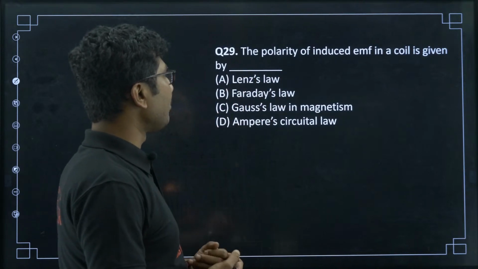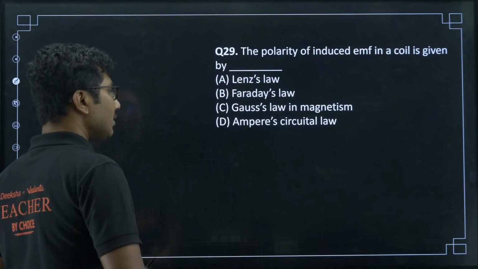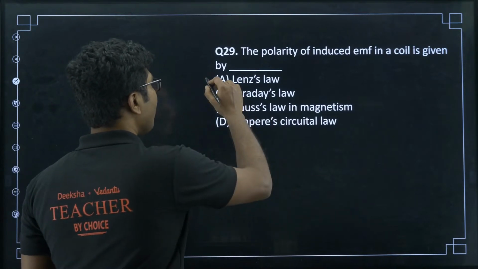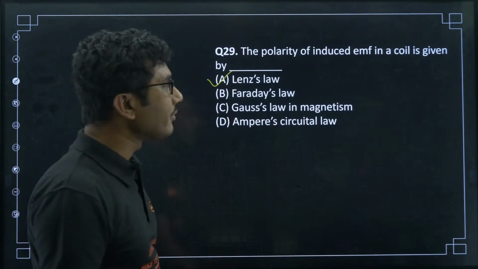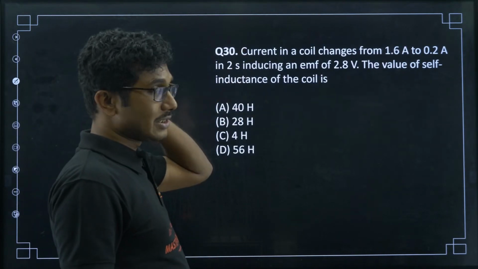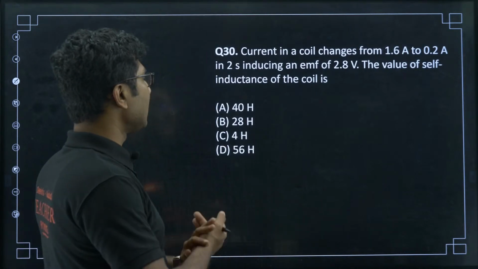Another easy question, the polarity of the induced EMF in a coil is given by Lenz's law, Faraday's law, Gauss's law of magnetism, Ampere's circuital law. Obviously Lenz's law. I am not going to discuss it. Easy question, similar question. Now this is an interesting question. This one I will give you 1 minute to answer and then I will close this lecture.